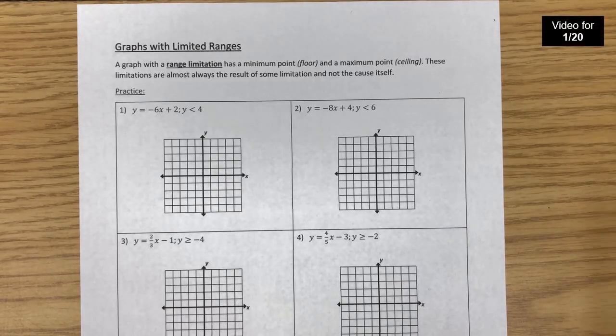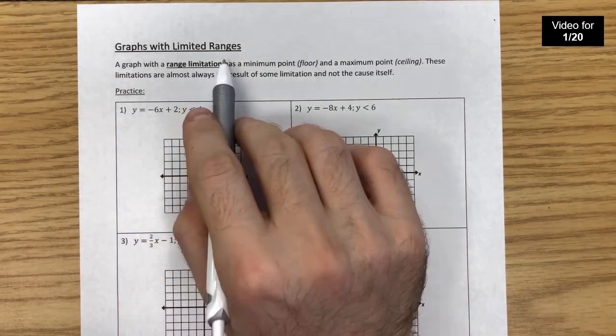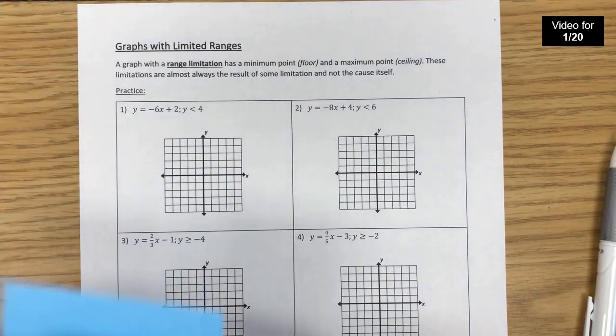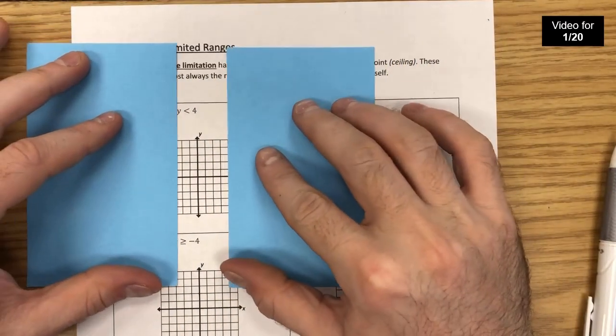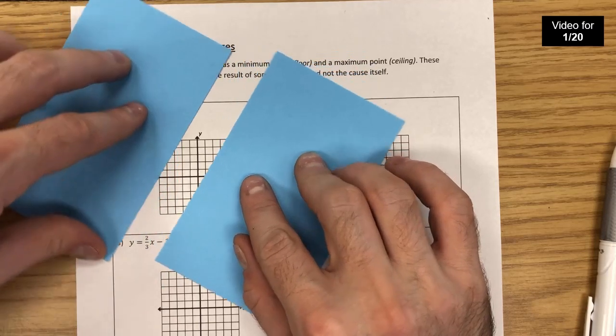So today we're going to be doing graphs with limited ranges. Likewise, we've seen in previous videos where we had limited domains. If we had a limited domain, that meant that we were covering the graph from a left and a right standpoint. Likewise, a graph with a limited range means we're limiting the y value.